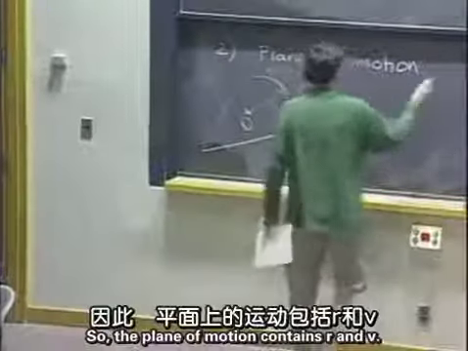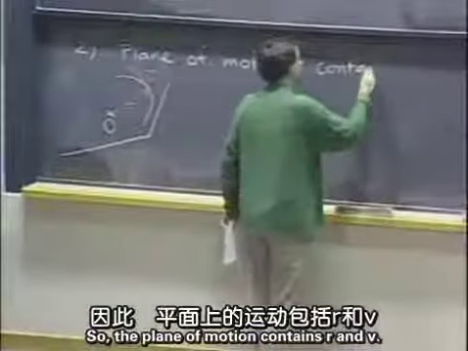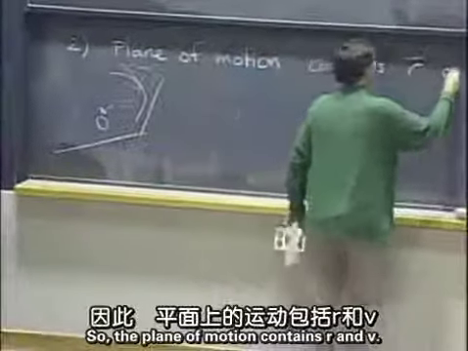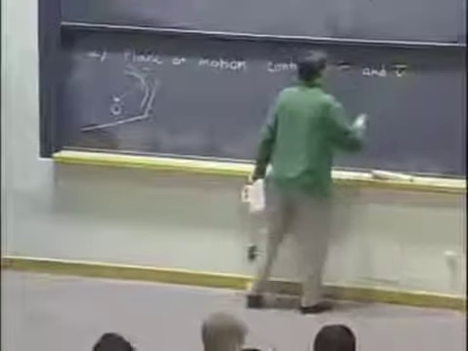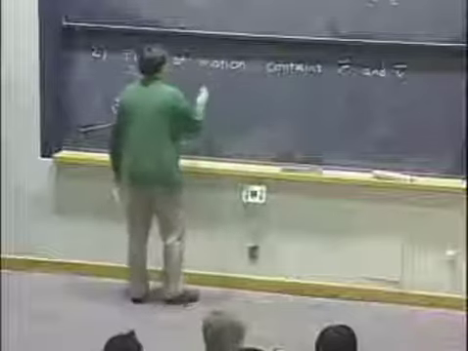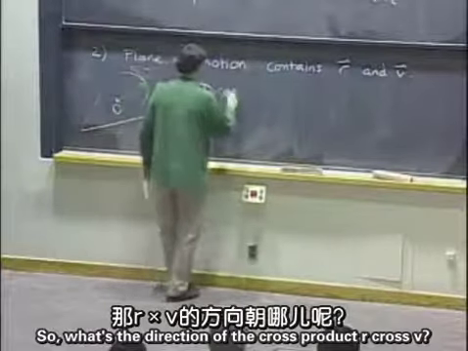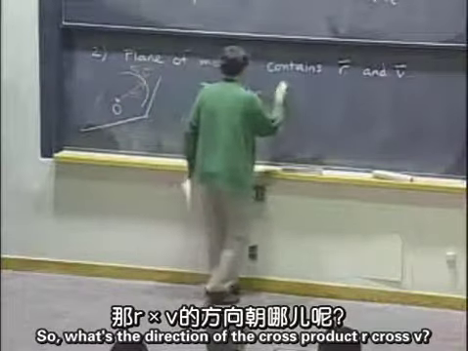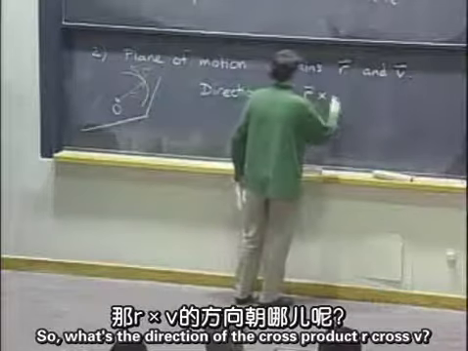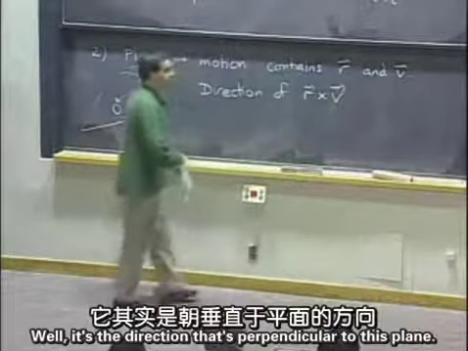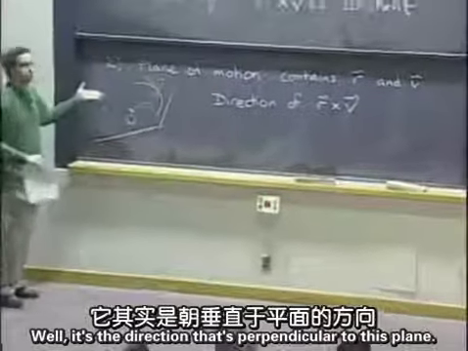So the plane of motion contains r and v. So what's the direction of the cross product r cross v? Well, it's the direction that's perpendicular to this plane.